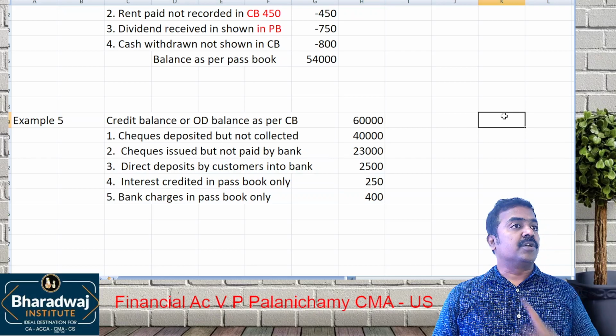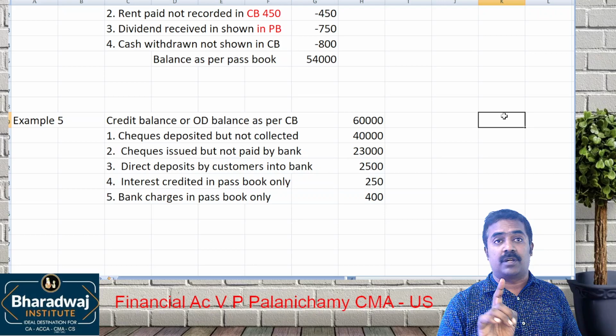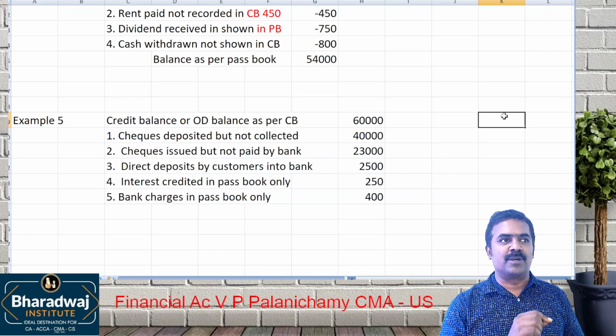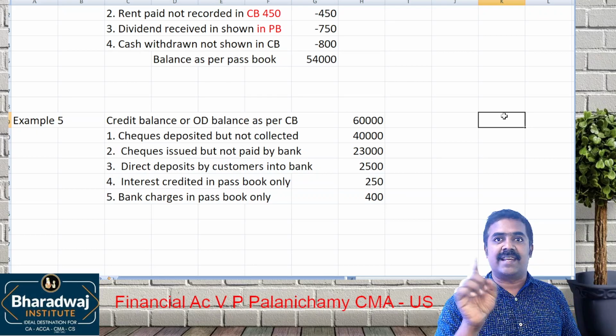Simple. Don't change the sign for the OD balance. Don't keep it as minus and do it. Because in the examination, you are not going to solve a paper-pen exam. It's going to be MCQ, you are going to choose. So, don't assign any other sign.